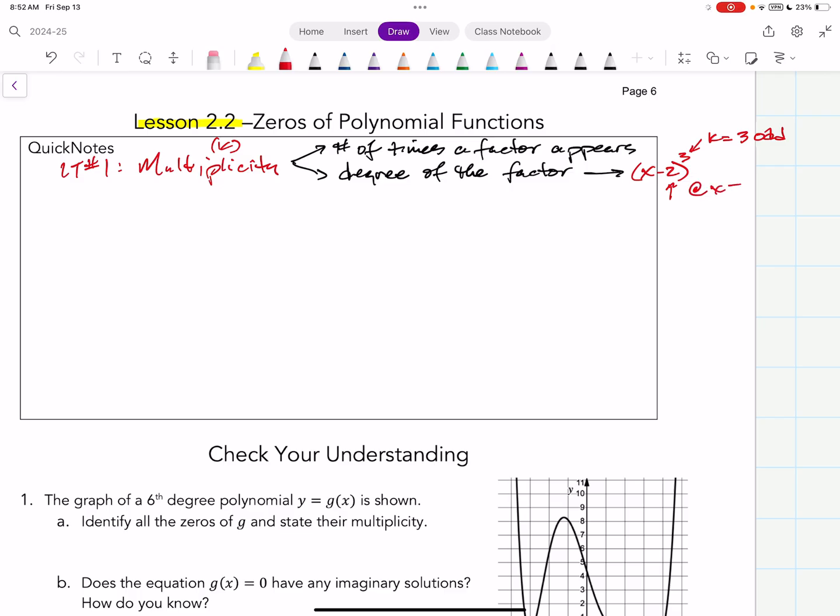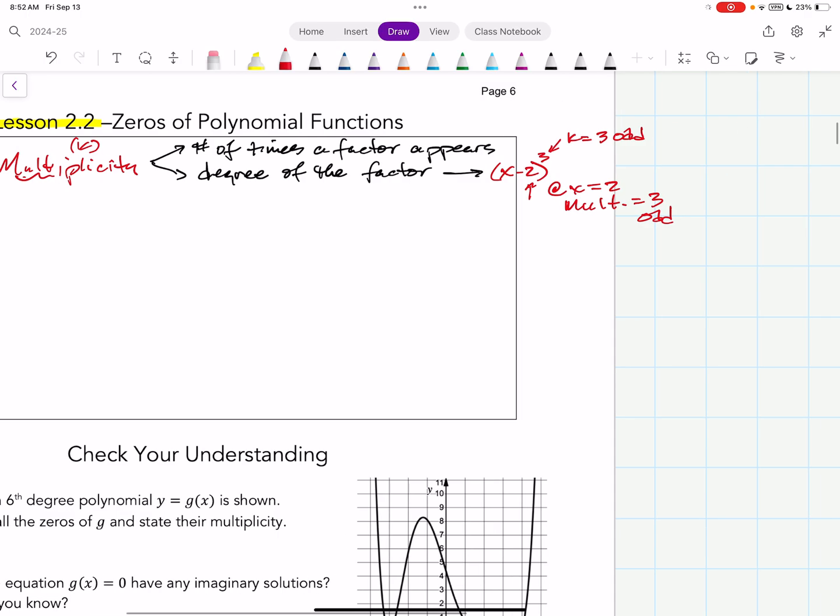So at x equals 2, we have a multiplicity, just use MULT for multiplicity, equal to 3, because it's raised to the third power here. And because it's odd, we can say that we have a crossing at that point. It goes through the x-axis.